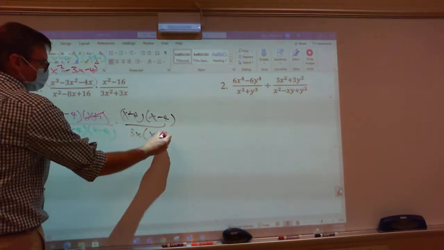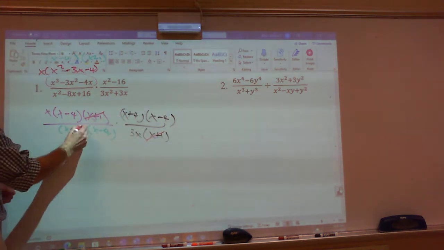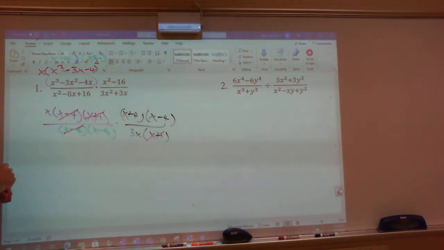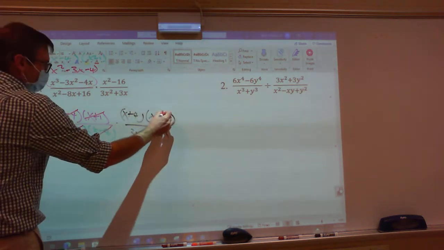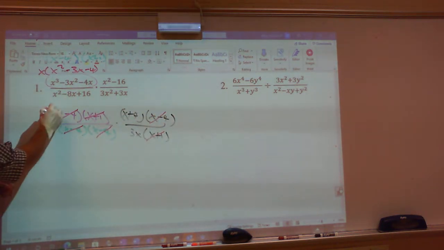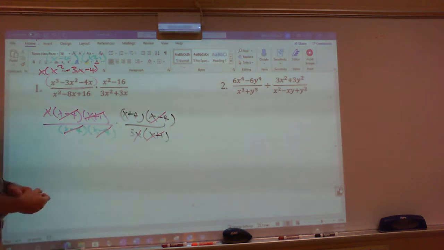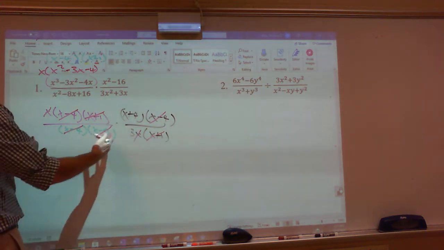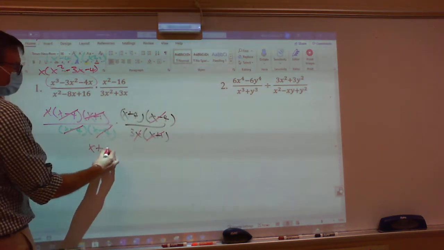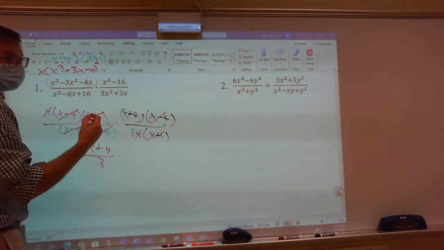Let's see. This x plus 1 cancels this x plus 1. This x minus 4 cancels this x minus 4. This x minus 4 cancels this x minus 4. And this x cancels this x. And the only thing left on top is x plus 4, and the only thing left on the bottom is a 3.